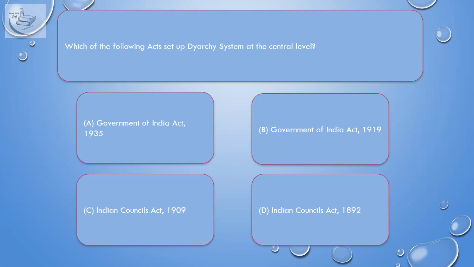Question: which of the following acts set up diarchy system at the central level? A. Government of India Act, 1935. B. Government of India Act, 1919. C. Indian Councils Act, 1909. D. Indian Councils Act, 1892. Correct answer is A. Government of India Act, 1935.